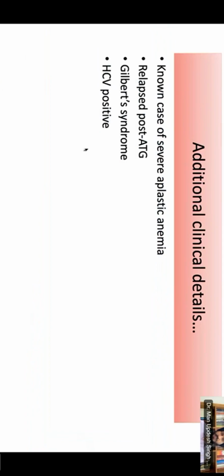Okay, so I'll give you a little more details. This patient was actually diagnosed outside as severe aplastic anemia, was put on ATG therapy, and may have left it, as far as the clinical notes were there in between, and then relapsed and came to the institute. The patient was also a known case of Gilbert syndrome and came out to be HCV positive. So remember, HCV itself can cause bone marrow damage at times, so it might also have an additive effect of reduced cellularity in bone marrow.